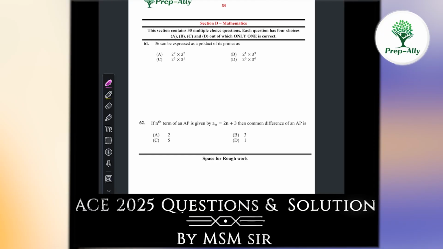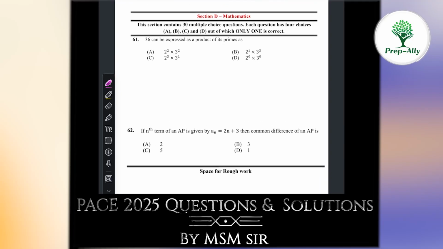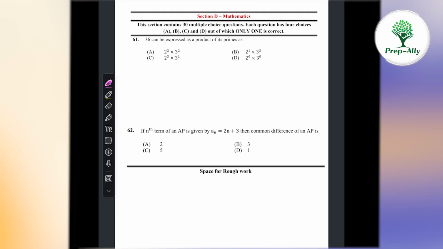Let's discuss the base question paper today. Okay, let's see the first question. We're asked, 36 can be expressed as a product of its primes as. So 36 equals 2 squared times 3 squared, which is option A.